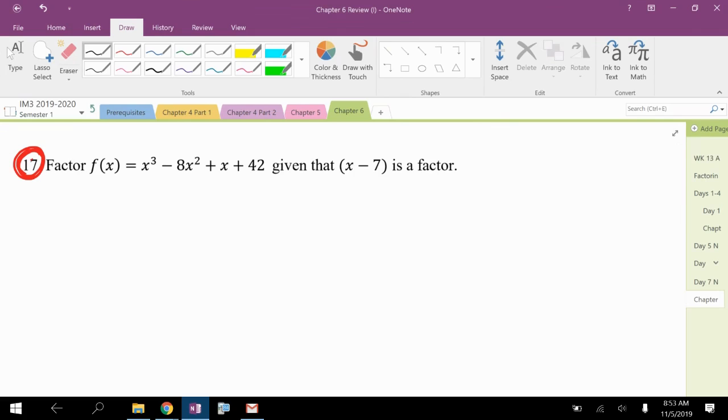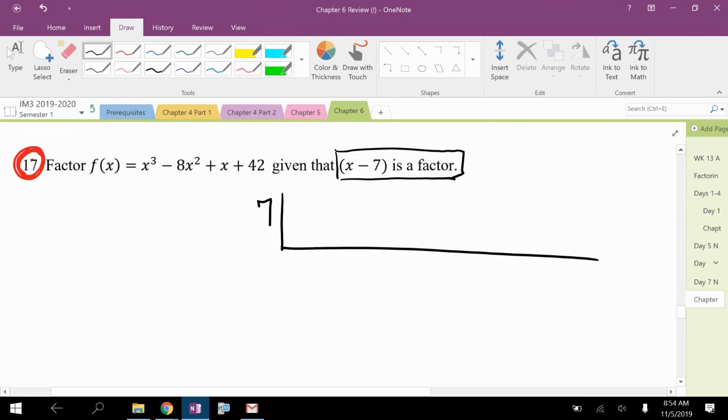Okay, so factor this, given that x minus 7 is a factor. We know that that piece is a factor. So when I do synthetic division, you should get 0. All right, so I'm going to go ahead and plug 7 into my synthetic division. And then put 1, -8, 1, and 42. First step, synthetic division. I like to put steps in here. All right, we're good at synthetic.